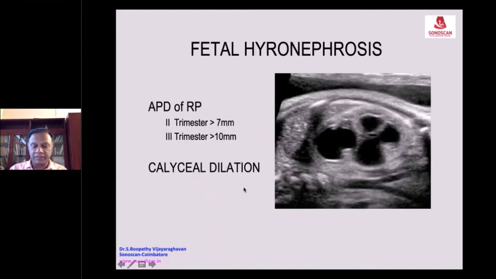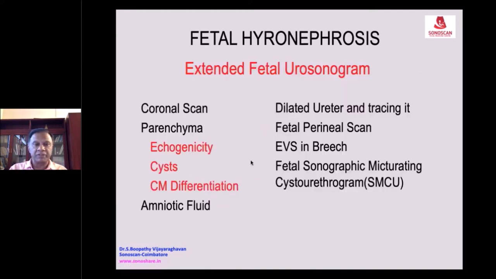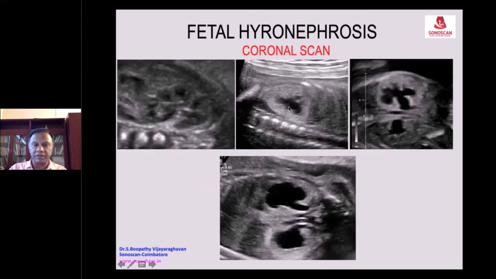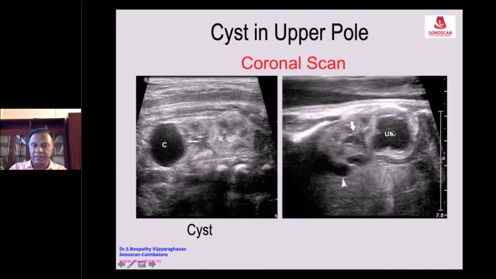So when you see this, what is the protocol? What is the protocol of the extended fetal urosonogram? First is a coronal scan of the kidney, showing the dilated collecting system. When you do a coronal scan, you see that the calyces in the periphery are communicating with the dilated renal pelvis. So that means a cystic area in the upper pole. And because it is a coronal scan, you see this is actually a dilated upper moiety, which is continuing as the dilated ureter here. So this differentiates, but here there is no.